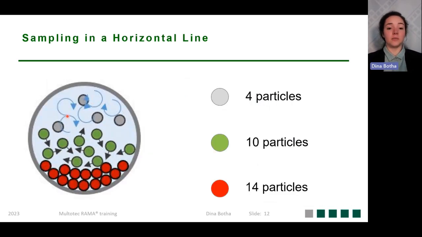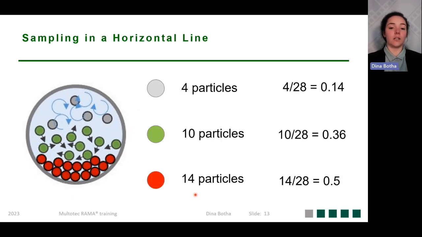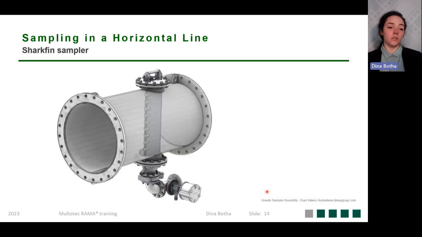If we look at this process line specifically, we have 4 light particles, 10 intermediate particles, and 14 heavy particles. Taking that down to fractions, if we look specifically at the larger red particles, they are 50% of our sample. Now, when we take a sample of this material, we want those exact results to be represented in our data. An example of a sampler that is used a lot of the times in a horizontal line is a shark fin sampler.